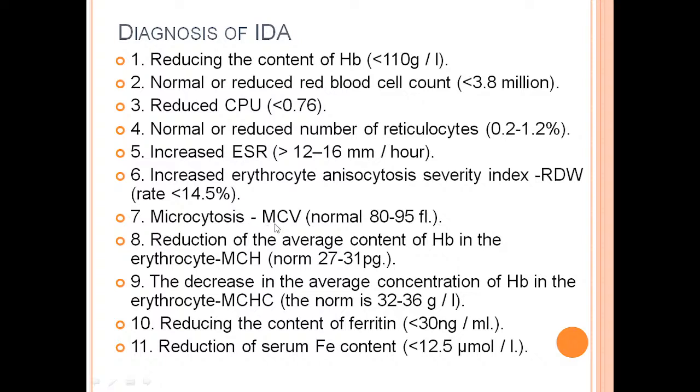microcytosis, we talked about this, reduced MCV volume, reduced average content of hemoglobin in the erythrocyte, MCH, and a decrease in the average concentration of hemoglobin in erythrocytes, MCHC. Reduced content of ferritin and reduced serum iron.